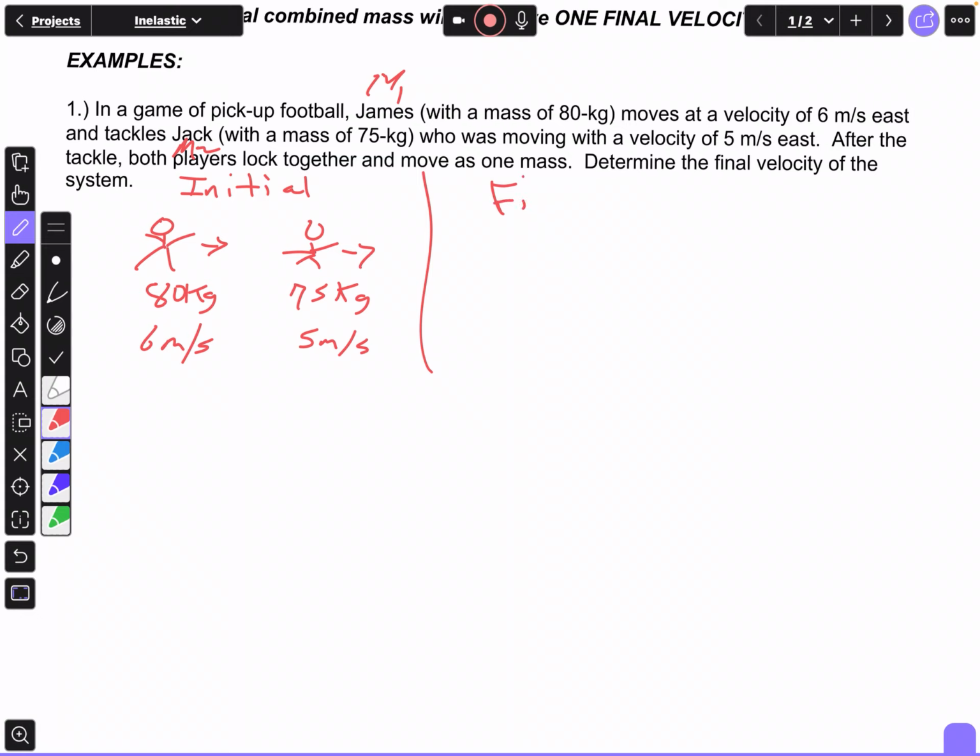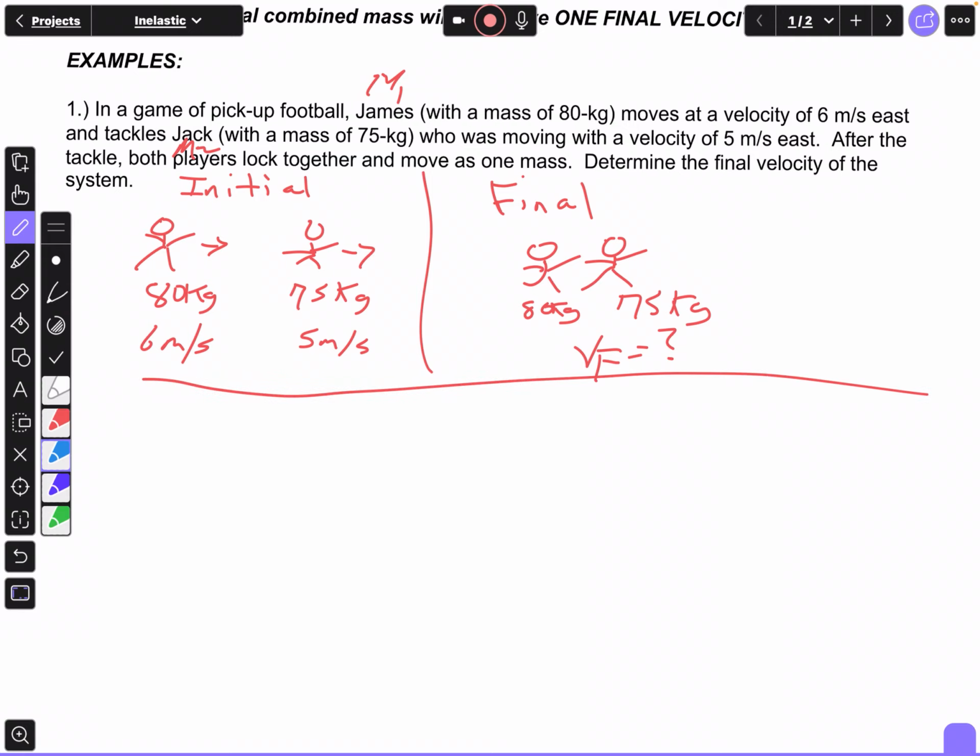We draw our final conditions. Well, after the collision, they're going to lock together, and their masses we will add together. We have 80 kilograms for the first one, 75 kilograms for the second, and we do not know their final velocity. That's what we're asked to solve.